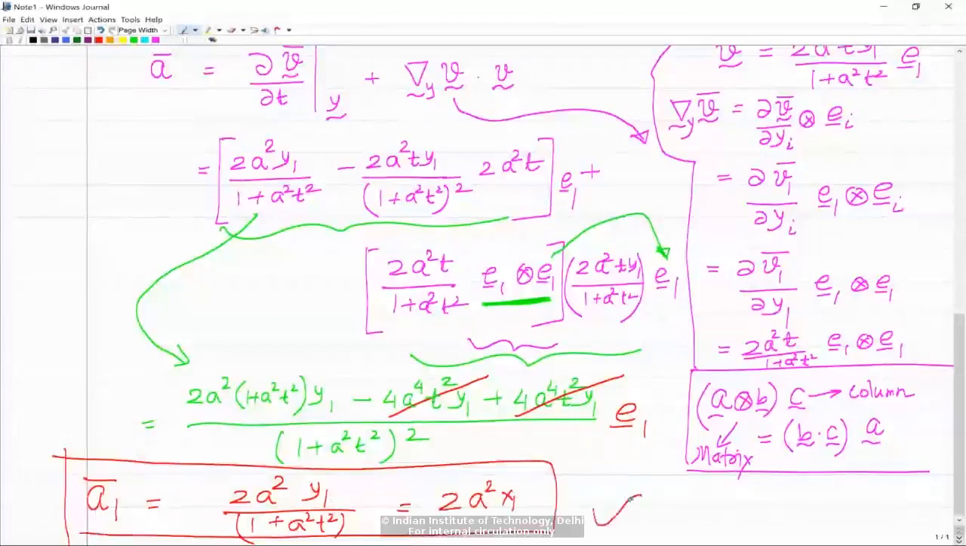So this was an example in which we did some calculation and found out how to work with Lagrangian and Eulerian coordinates. Okay, any query on this problem? Any question?